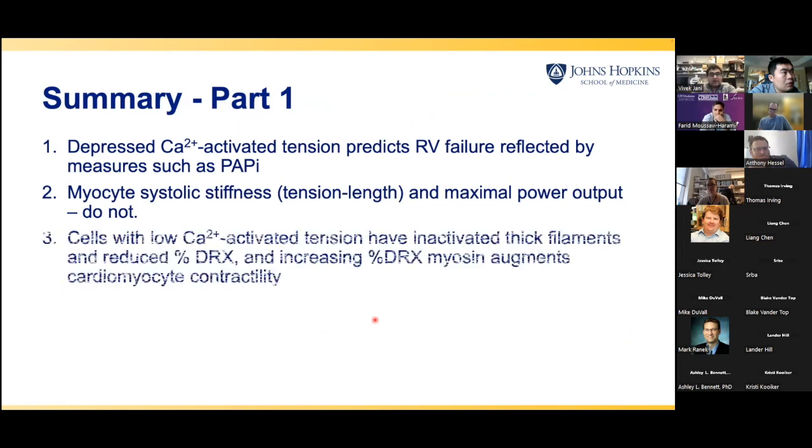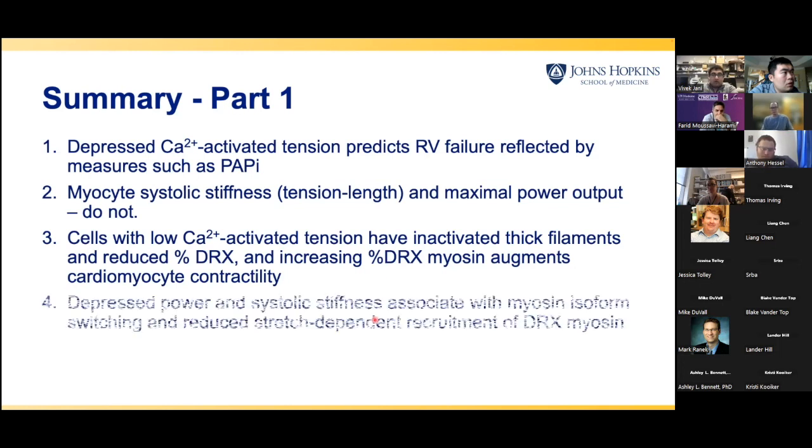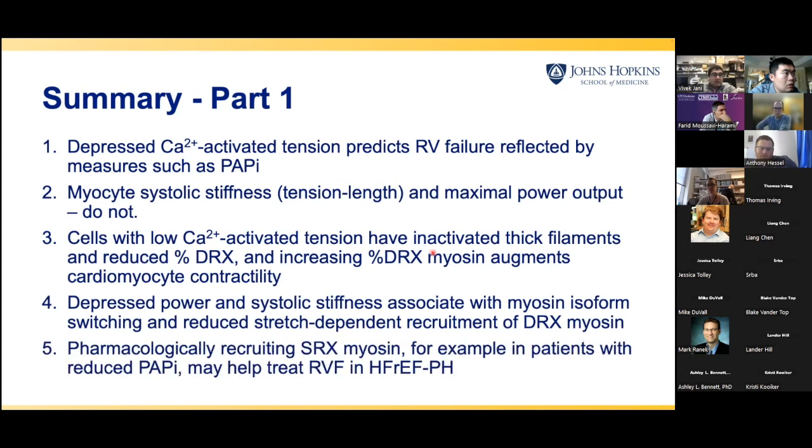Next, we find that cells with low calcium activated tension have inactivated thick filaments and reduced percent DRX myosin, and increasing this can actually augment cardiomyocyte force. Moreover, we see that depressed power and systolic stiffness associate with myosin isoform switching and reduced stretch-dependent recruitment of DRX myosin. And perhaps pharmacologically recruiting SRX myosin into the DRX conformation in patients with, for example, reduced PAPI may help to treat RV failure in patients with HFrEF PH.